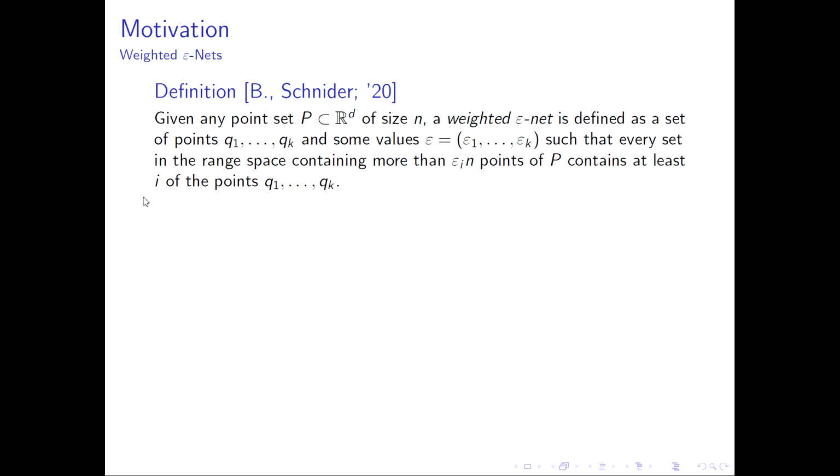Namely, given any point set P, a weighted epsilon net is defined as a set of points, not necessarily the ones from P, and some values epsilon_i, such that every set in the range space containing more than epsilon_i times n points of P contains at least i of the points. Let's do a simple example. We are given 7 points. We find some weighted epsilon net, Q1, Q2, and Q3.